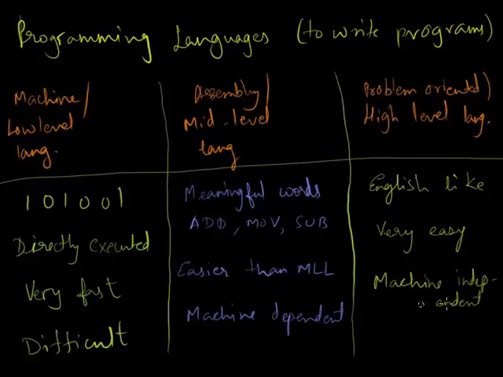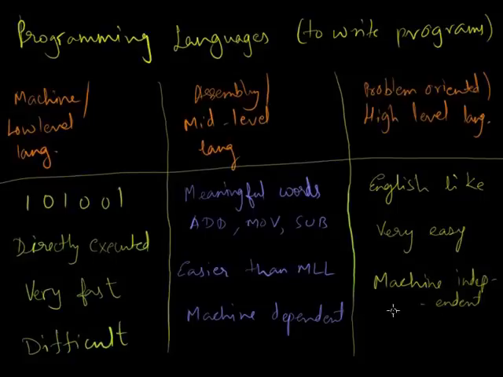Machine independent. Why? Because of the feature called compilation, which we looked at before. Because these high-level languages are compiled, that is, translated to the low-level language, we can have a translator which translates one high-level language to the machine-level language of an Intel processor. We can have another compiler or translator which translates the same high-level language to the low-level language of another processor, for example AMD.